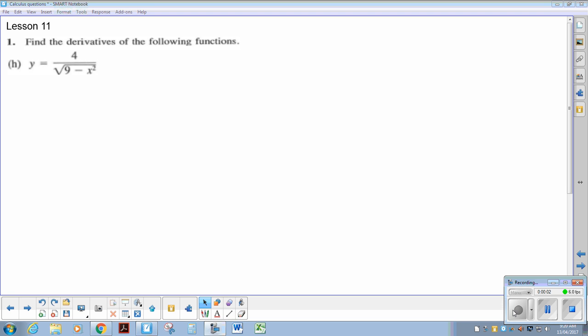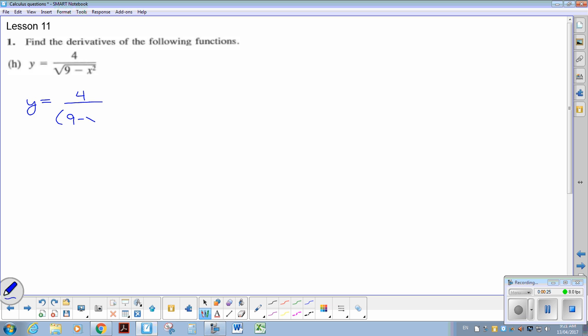Hello, I've had a question about Unit 3, Lesson 11, 1H, and we're taking the derivative of the following function. In this case, I'll use the quotient rule. Actually, I'm going to do it the way I would do it. First of all, I'm going to rewrite the denominator and get rid of that radical sign.